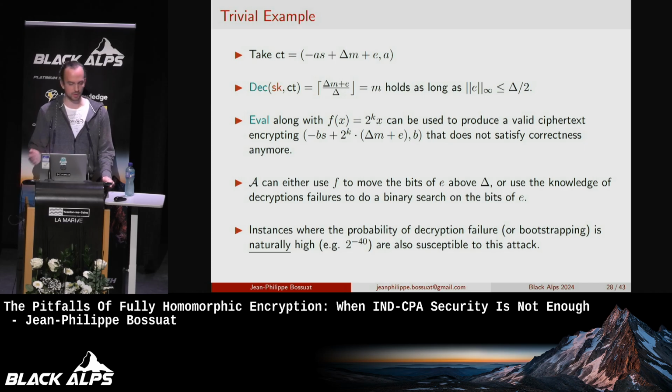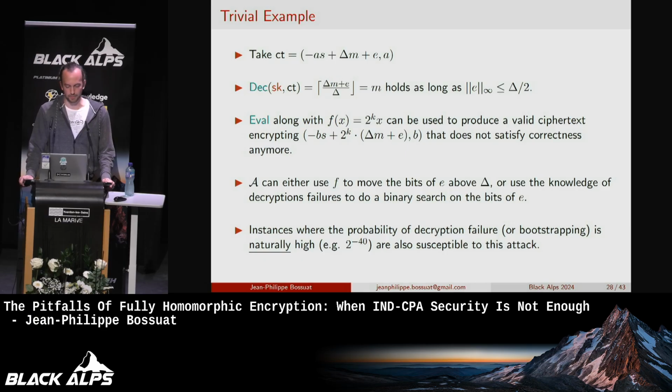In the exact scheme, you have a message times some scaling factor, and as long as when you decrypt the error is smaller than some bound, then you can get the message. But if you use the evaluator to just scale a message high enough, which will also scale the error, then you can generate a valid ciphertext, but that does not correctly decrypt.